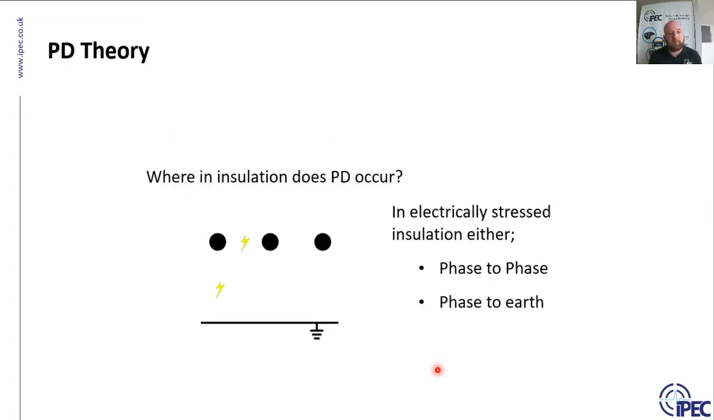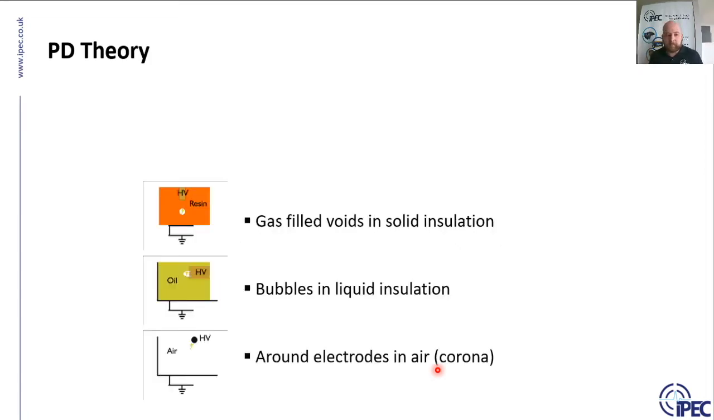So PD can occur phase to phase or from phase to earth. So depending on where the defect is, where the problem is in the network, depends on where it occurs. But it can basically occur where you can get a point of electrical stress. So naturally that can be between two phases, heading in different directions if you like, or it can be between phase and earth. It can be in gas-filled voids in solid insulation. It can be in bubbles in liquid insulation, or around electrodes in air, which sometimes can be corona, but can also be surface tracking.